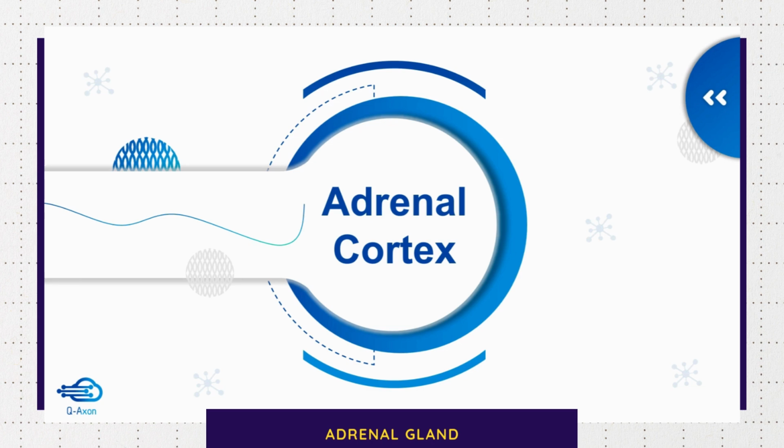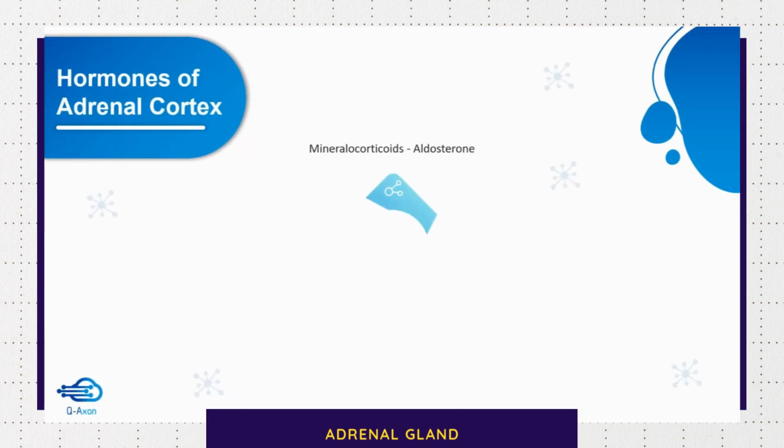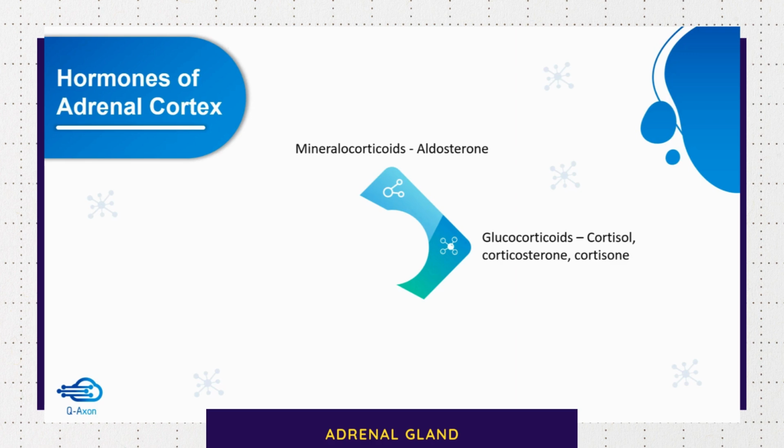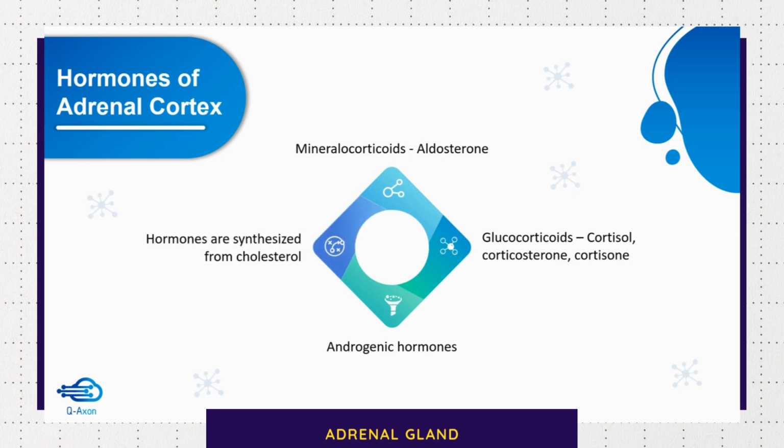Let's first see about adrenal cortex. It is the outer portion which constitutes about 80% of the gland. The hormones of adrenal cortex are mineralocorticoids. Example is aldosterone. Glucocorticoids, namely cortisol, corticosterone and cortisone, and androgenic hormones. The hormones synthesized by adrenal cortex are all synthesized from cholesterol.